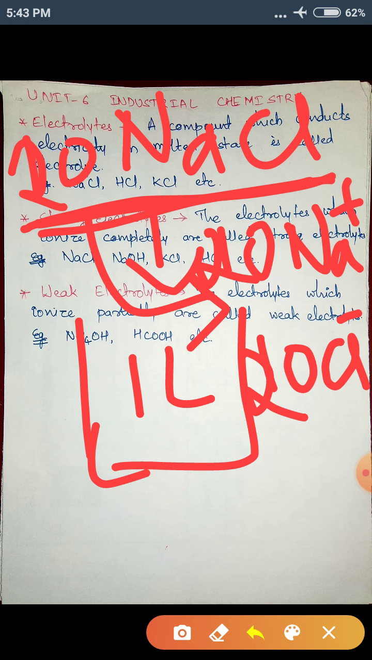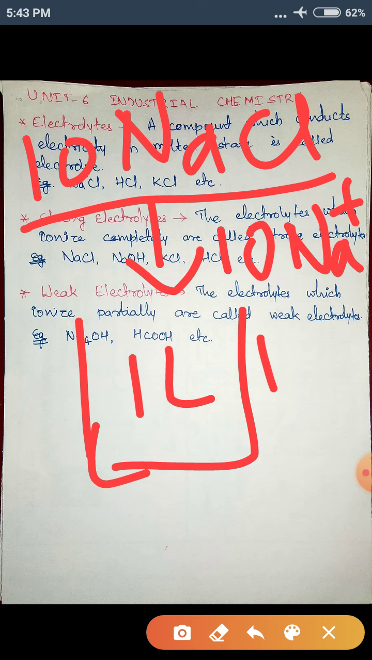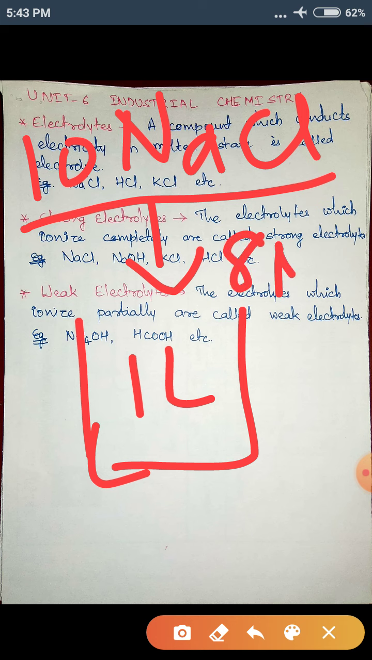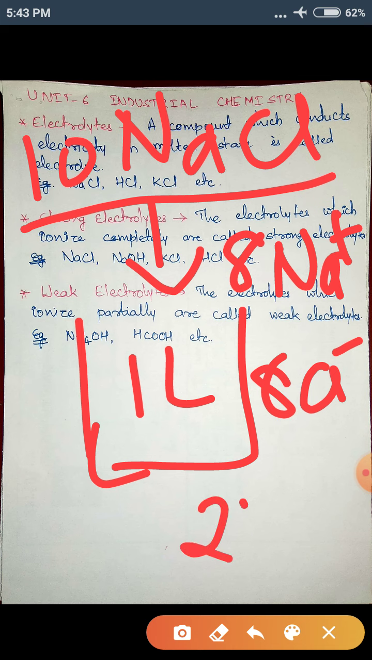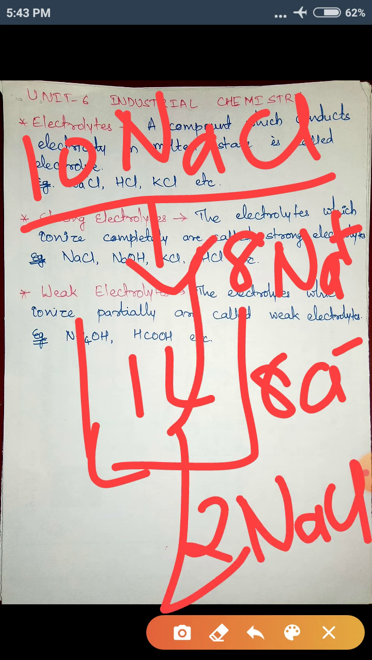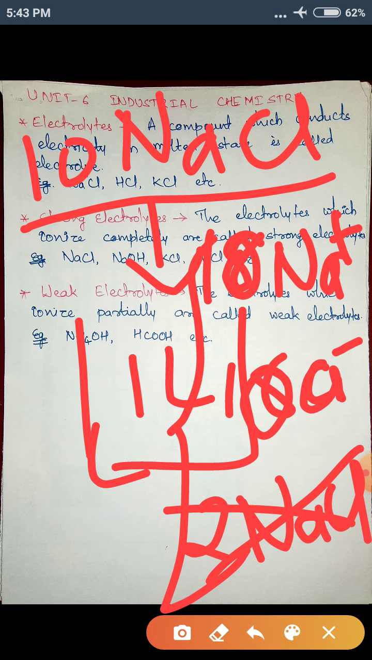There is no case wherein, if you add 10 molecules of NaCl, you get 8 molecules of Na plus and 8 molecules of Cl minus and 2 molecules of NaCl as they are. No, this is not true for NaCl. Why? Because NaCl is a strong electrolyte. It ionizes completely. So all 10 you get as Na plus and all 10 as Cl minus. There is no question of undissolved electrolyte. So these are strong electrolytes.